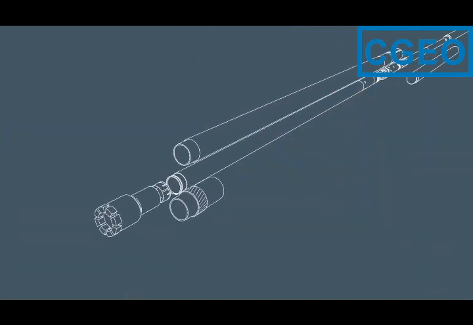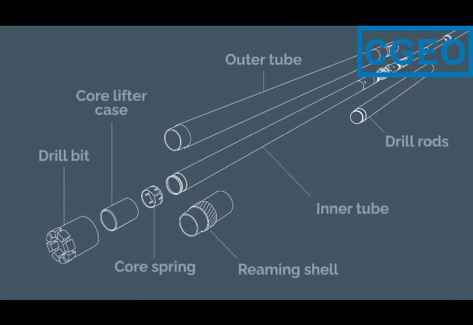The standardization refers to the dimensions and threads of the drill bits, reaming shells, outer and inner tubes and drill rods, as well as the core springs and core lifter cases. The standards do not cover the threads of wireline drill rods.